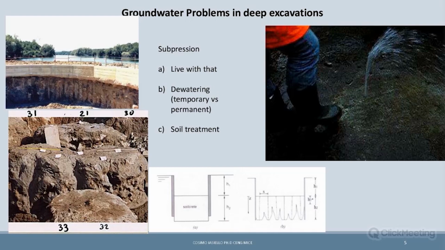For example, in this case, it was carried out with columns of jet grouting. And also in this case, we can use our jet grouting as an additional weight to calculate our uplift or heave, depending on whether we are in clay or in sand, to counteract the force acting from the water.